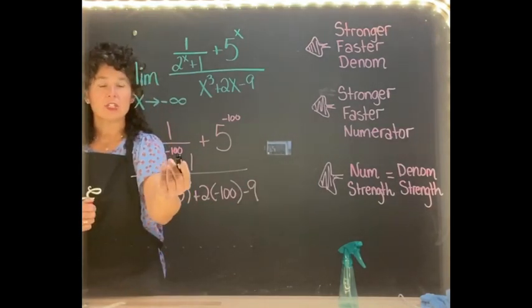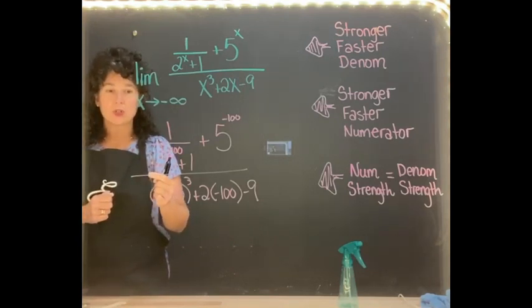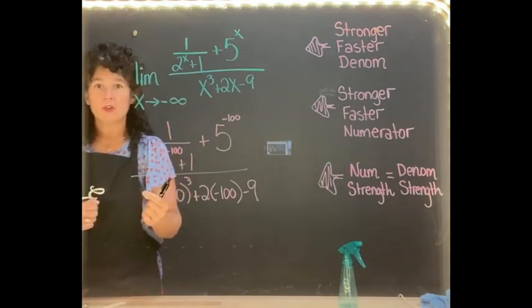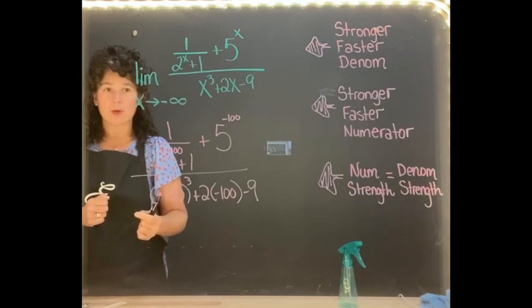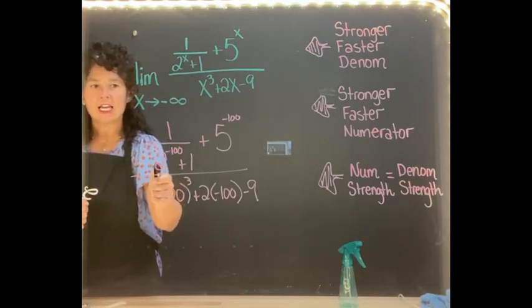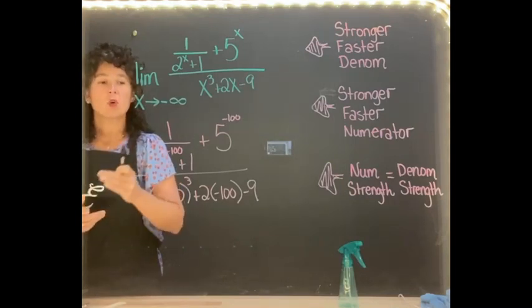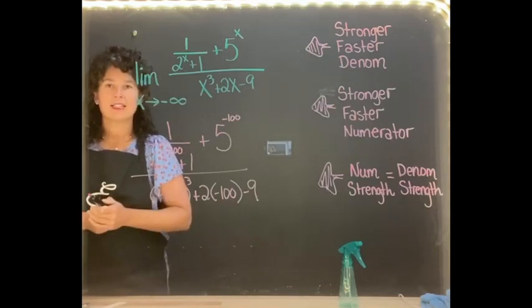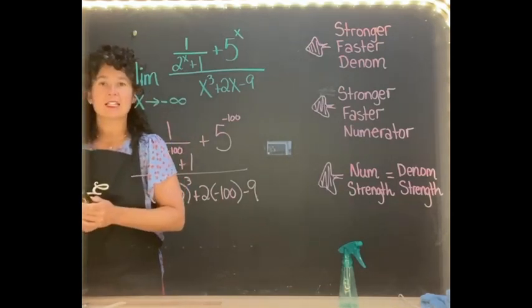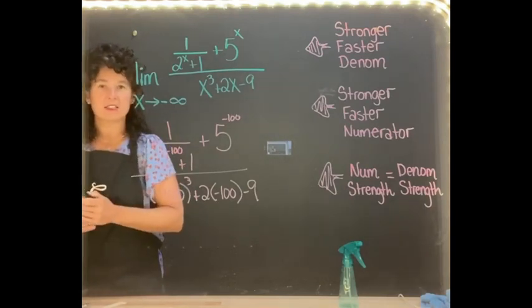All right, 2 to the negative 100, that is 1 over 2 to the 100. 1 divided by 2 to the 100 is a very, very tiny number. And a teeny tiny number plus 1 is barely more than 1. So 1 divided by a little bit more than 1 is going to be an answer that is slightly less than 1.